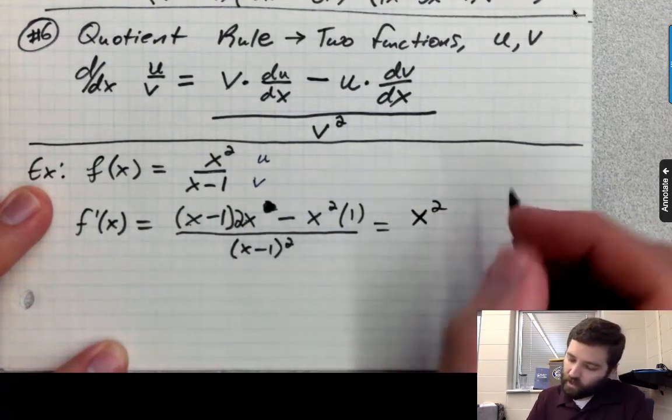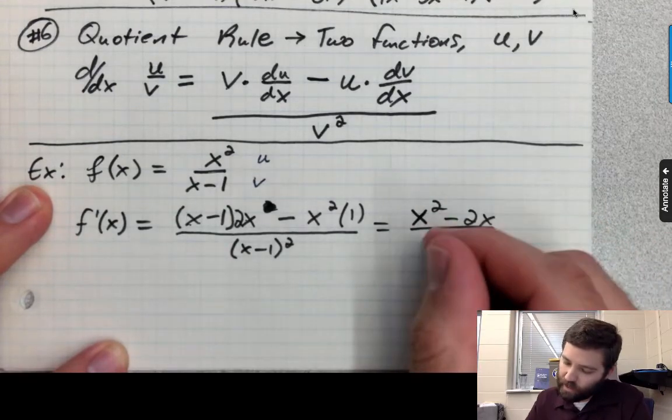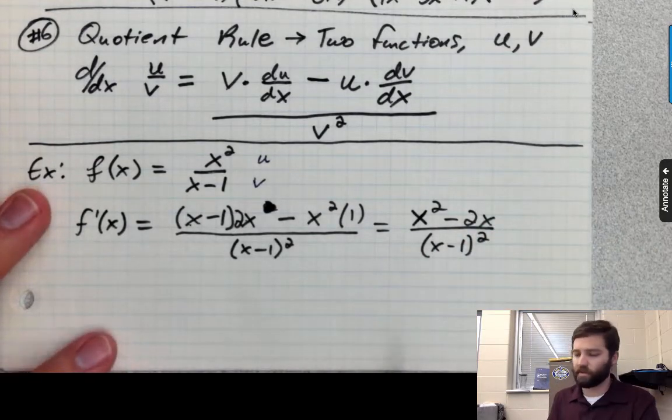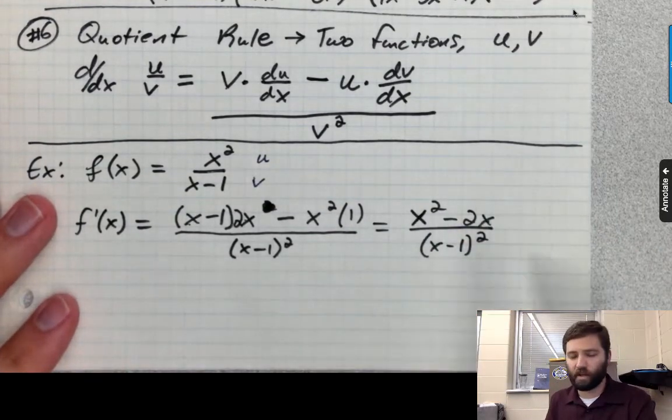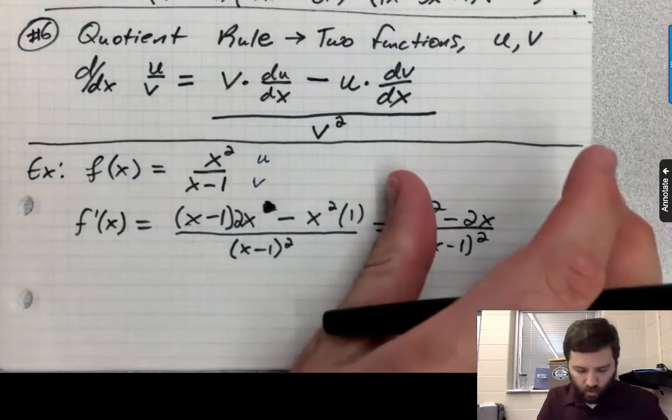And then minus 2x divided by x minus 1 squared. And that's sufficiently simplified. If you took an x out of each one of these, that would be okay too. It's not going to get any better though. So there's our derivative with the quotient rule.